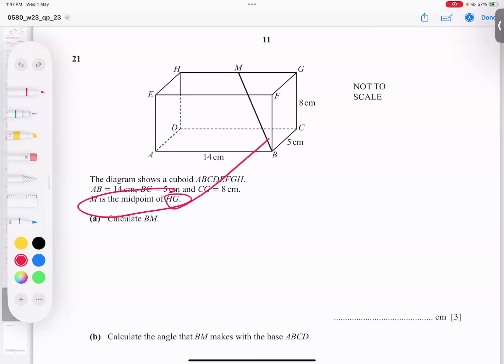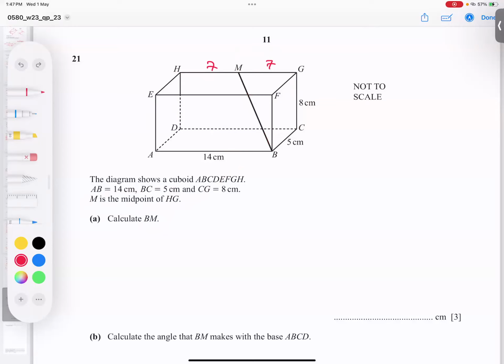And he said M is a midpoint. So this is 14, so in this sense, this is 7 from here to there, and this is 7 from there to there. And the first question is asking BM. Where is the BM, students? BM. He is talking about this length.